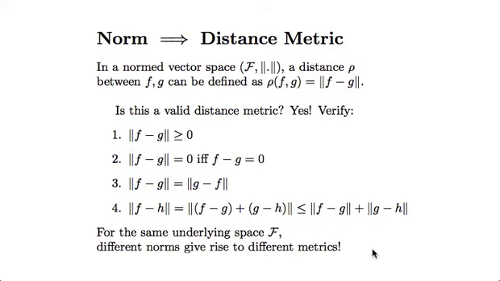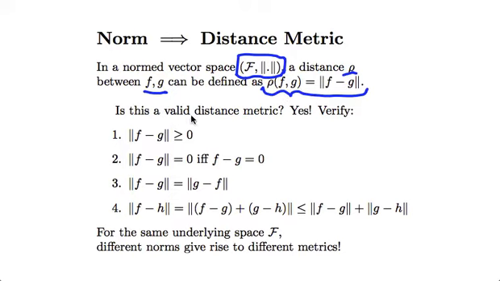The last crucial point that I want to mention is that a norm implies a distance metric. What do I mean by that? If I give you a normed vector space F and a norm, I fix this, then I can define a distance rho between points f and g in my space in the following fashion. I define rho of f comma g as the norm of f minus g. So rho has not been defined, I've not been given a metric space. I'm given a normed vector space, but a normed vector space automatically defines a metric in the following fashion.